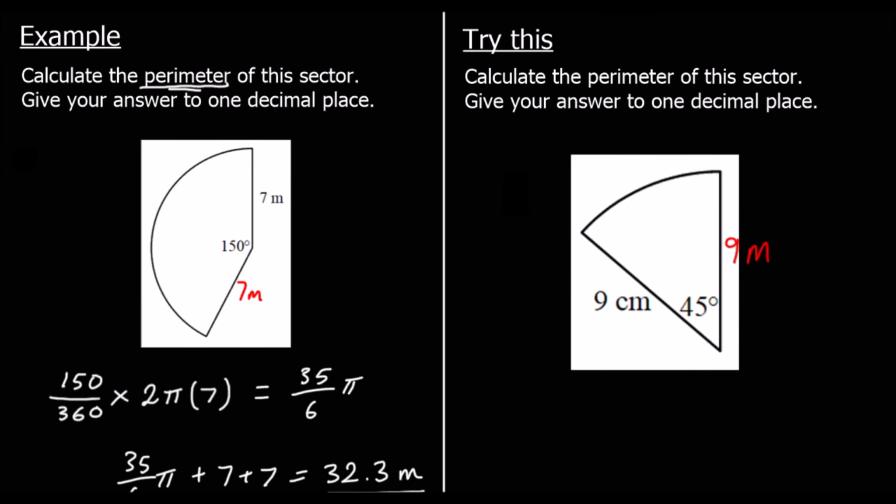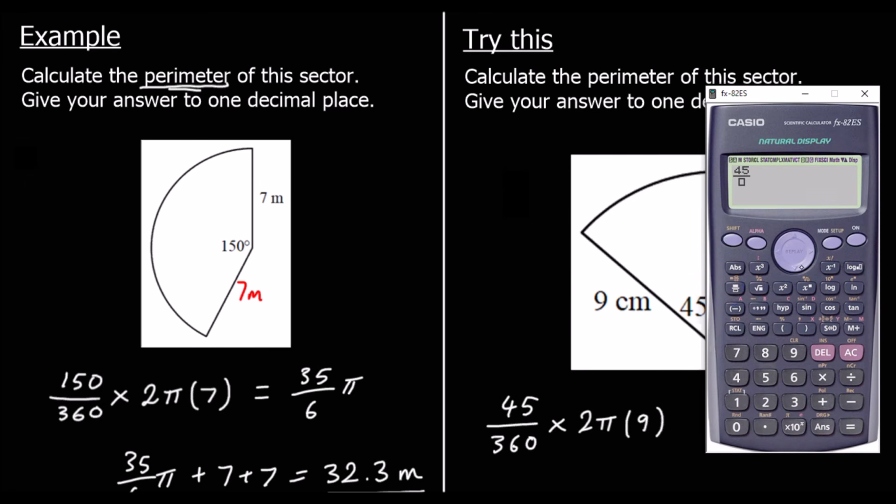So the arc length is going to be 45 360ths. That's 1/8. So we want 1/8 of the circumference of the whole circle, which is either 2 times pi times the radius, so 2 times pi times 9, or pi times diameter, which would be pi times 18. So 45 360ths of 2 times pi times 9 is 9 over 4 pi.